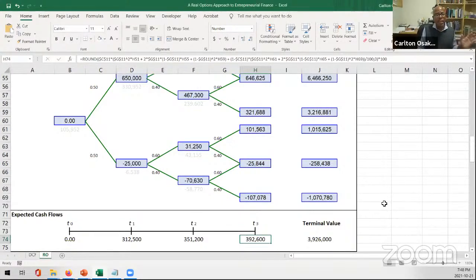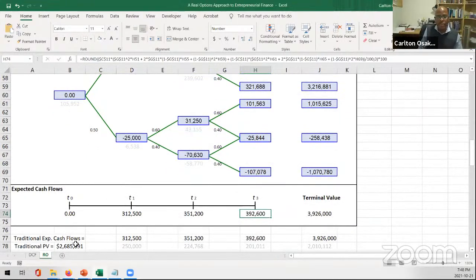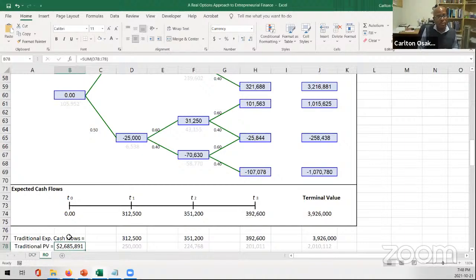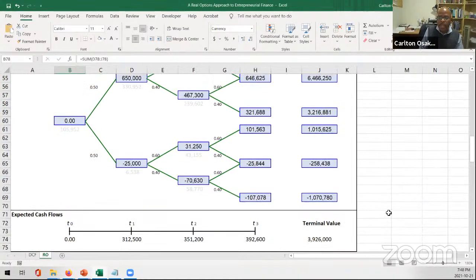But there are a couple of things that will be different. One is if you use the same discount rate, then yes, you'll get the same value as you have with the discounted cash flow method. And that's this same value that's here. That's 2.7 million.